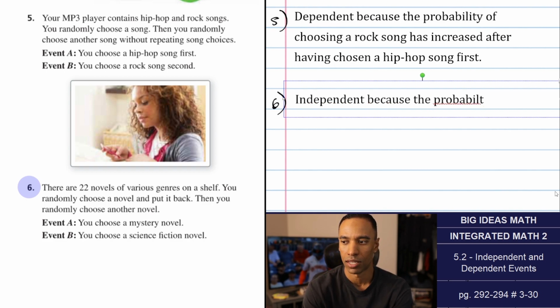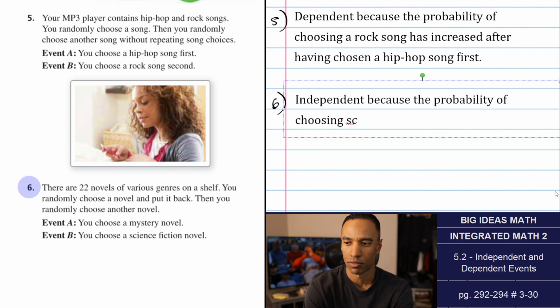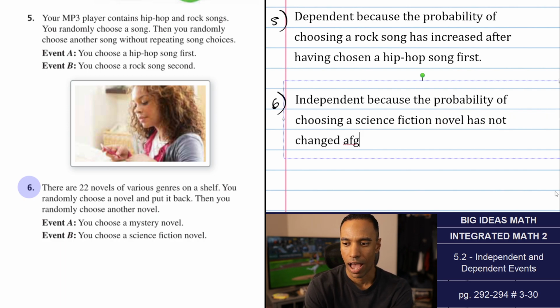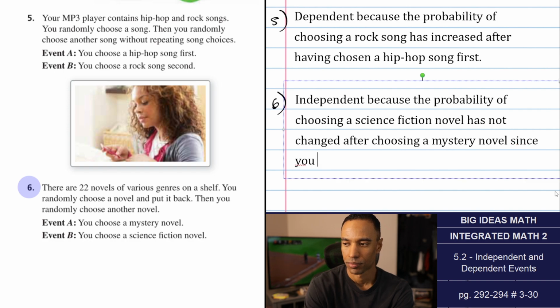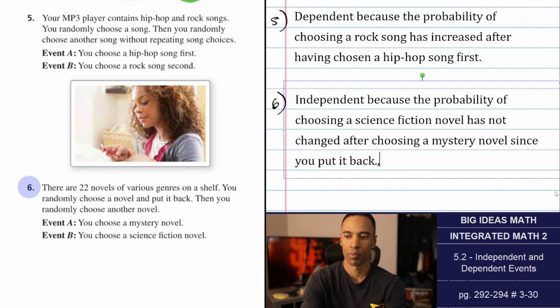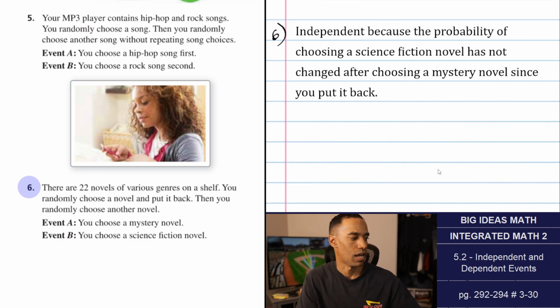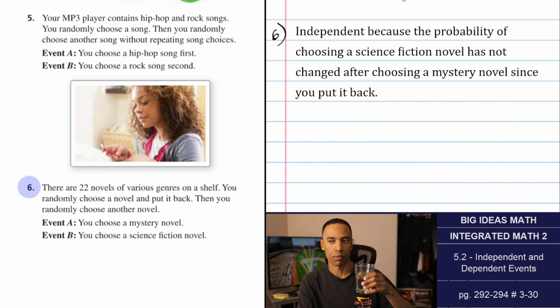because the probability of choosing a science fiction novel has not changed after choosing a mystery novel since you put it back. Once it's replaced, they become independent events. I have equal likelihood of choosing a mystery novel as I did before. Same with the science fiction novel.